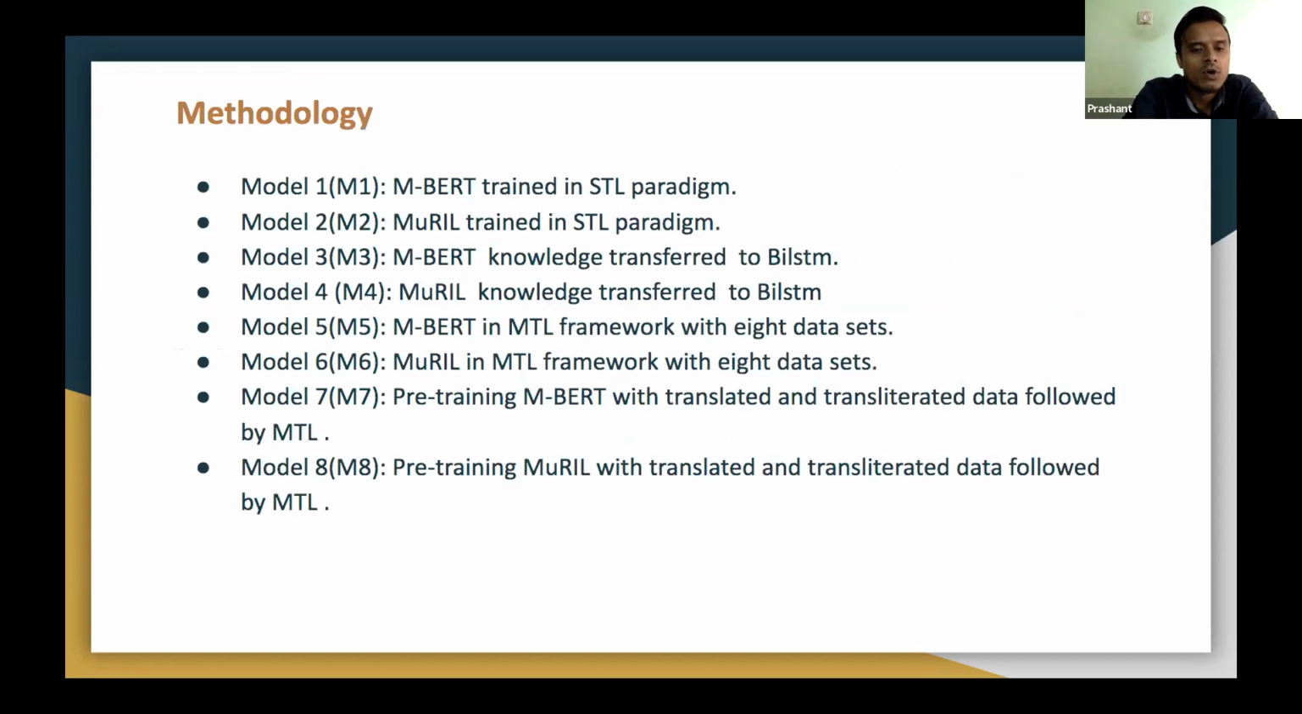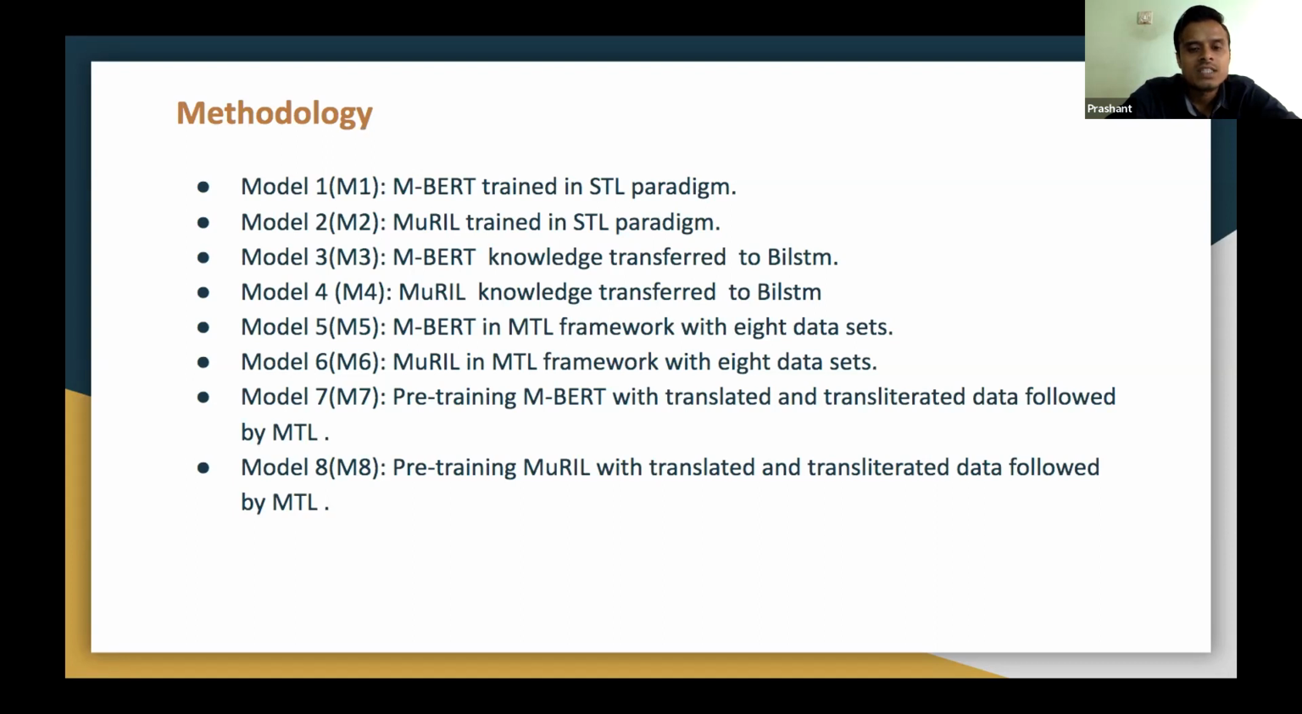So these are the 8 models that we have developed with the help from M-BERT and MuRIL. Model 1 and model 2 are based on M-BERT and MuRIL trained in single task learning paradigm. Model 3 and model 4 consist of transferring the knowledge from M-BERT and MuRIL to the bi-LSTM. Similarly, model 5 and model 6 consist of training multilingual BERT and MuRIL in multitask learning framework by jointly training the 8 data sets.